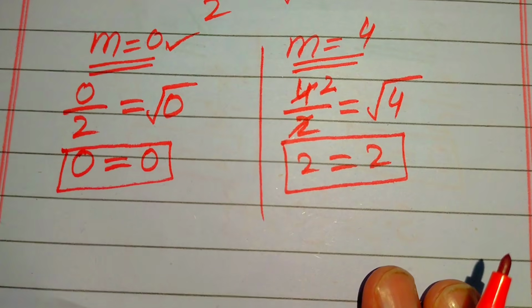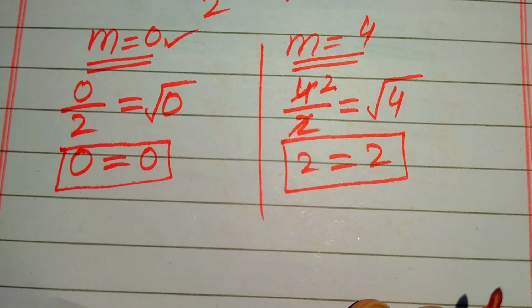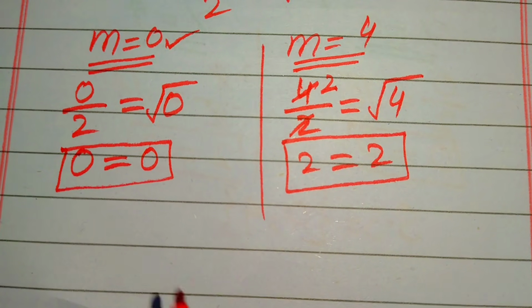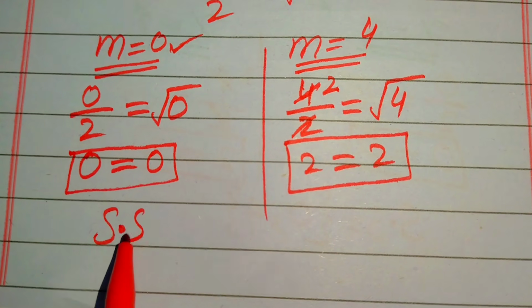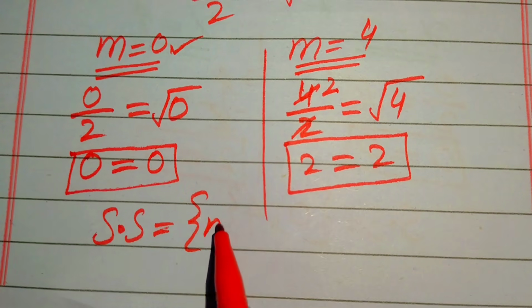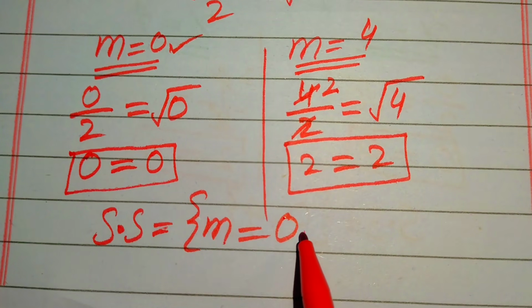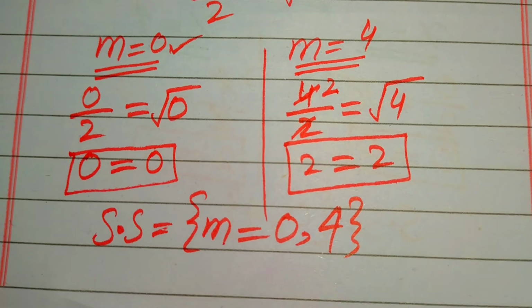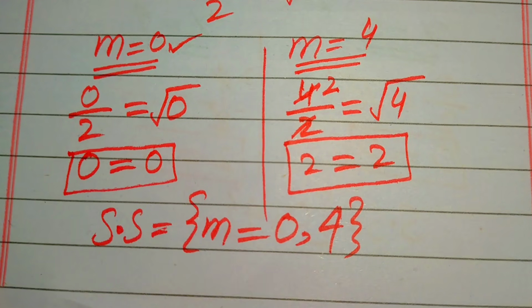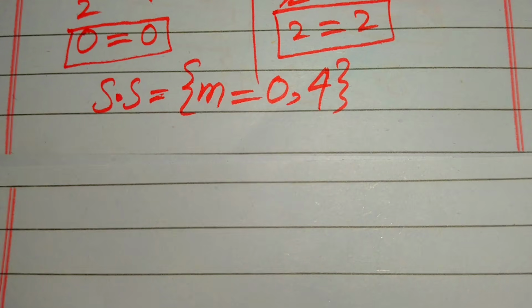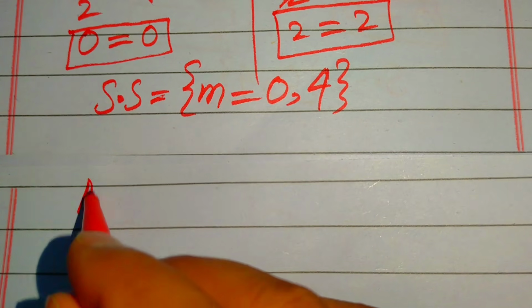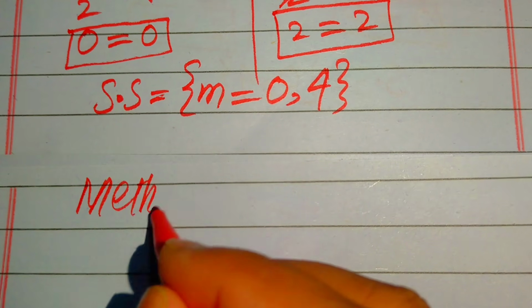And if both of the sides are equal, this concludes that the second value of m also satisfies our given question statement. So finally, the solution set of the given question is m equals 0 and 4. Both of the roots are solutions of the given equation, which we get from the first method. And now we again solve this problem by the second method.